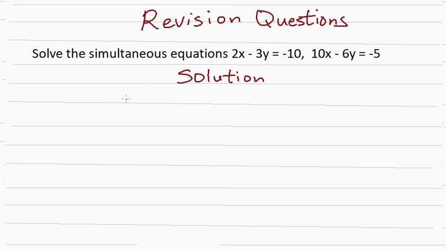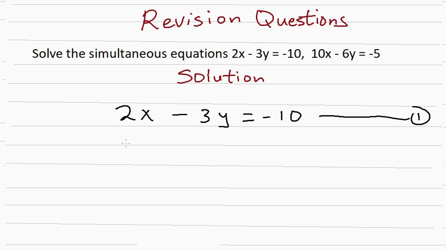Now I have these two equations. The very first equation is 2x minus 3y equals minus 10. This is equation 1. Then the second equation is 10x minus 6y is equal to minus 5. So I call this equation 2.